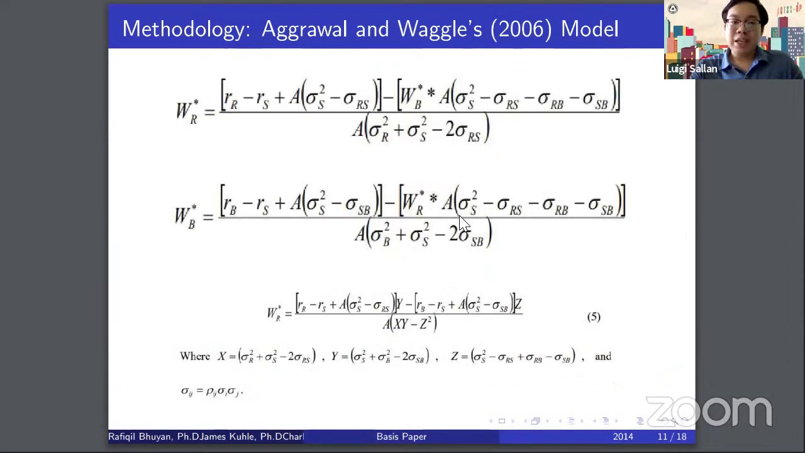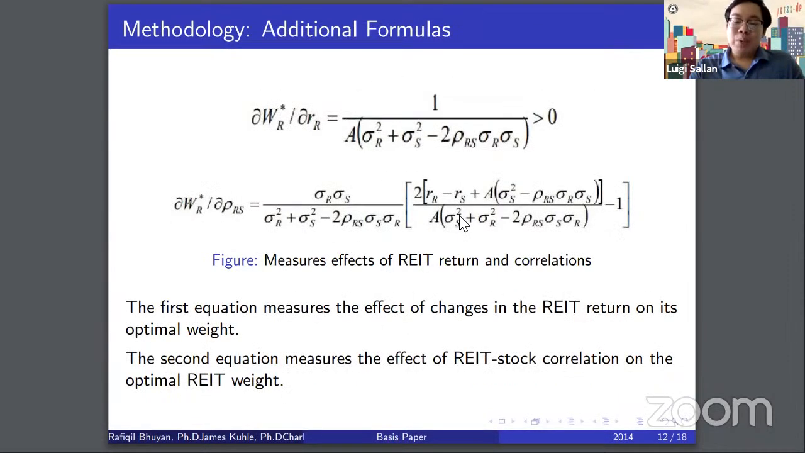assets. So finally, we go to the two additional formulas that doctors Agrawal and Waggle were able to derive. The first equation measures the effect of changes in REIT returns on their optimal weight. This second equation measures the effect of REIT stock correlation on the optimal REIT weight.